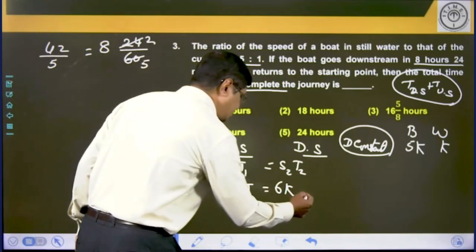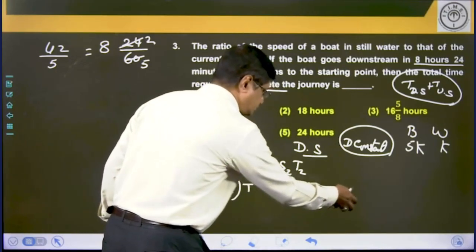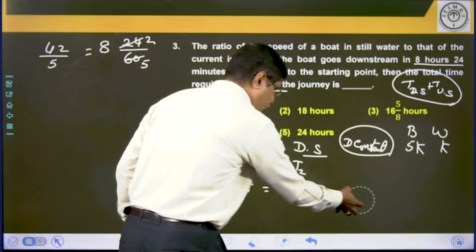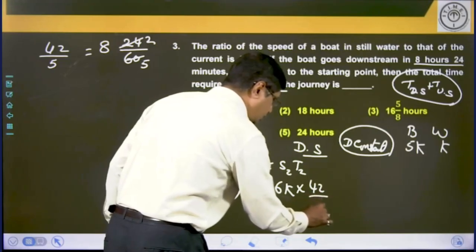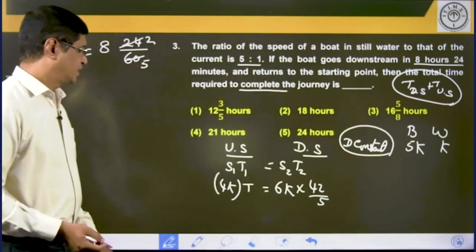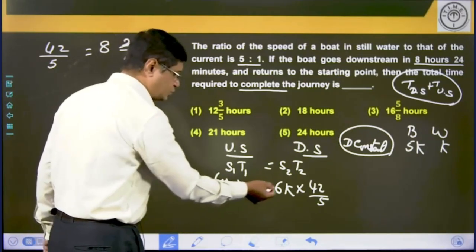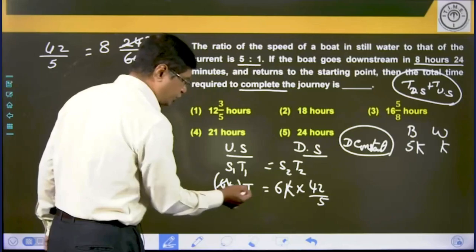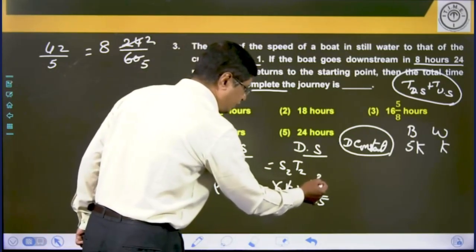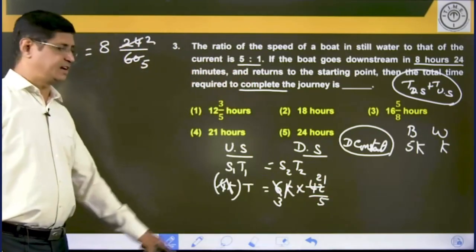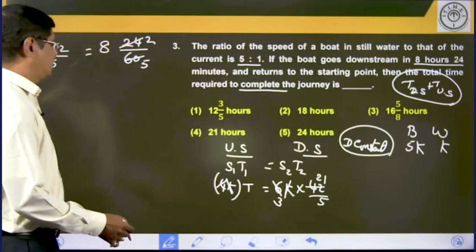What about the time? Time is given here as 42 by 5. Now simplify this. On solving this, K and K get cancelled. Now 2 times, 2K to K we can cancel. 2 here 2 times, 2 here 3 times, and the same 2 here we can cancel, 21 times. What is the result? Now the time taken in upstream is equal to 63 by 5.